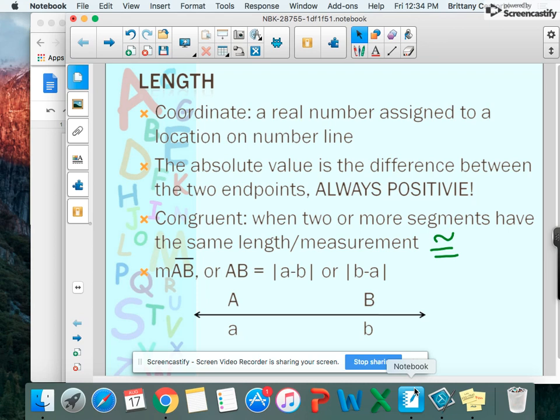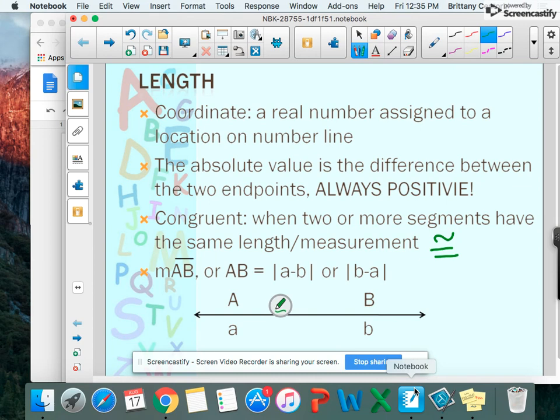So in section 1.3, we're going to be talking about length and distance. A first vocab is a coordinate, which is a real number assigned to a location on a number line. And to find that number, we're going to take the absolute value between the two endpoints. We're going to take the difference, and the answer is always going to be positive no matter what.